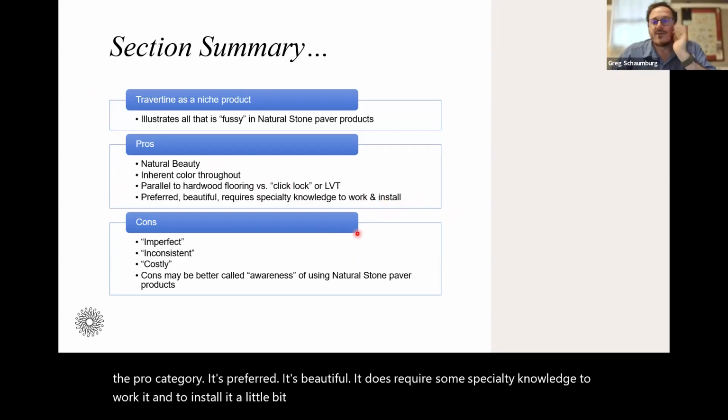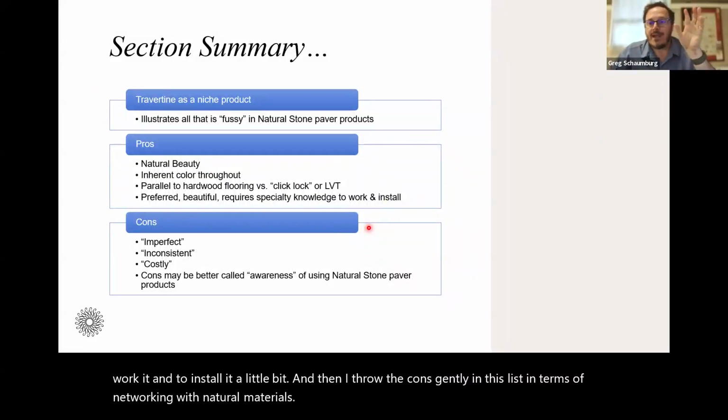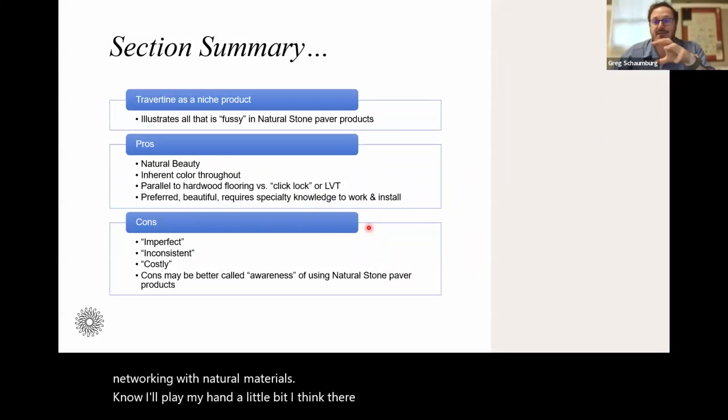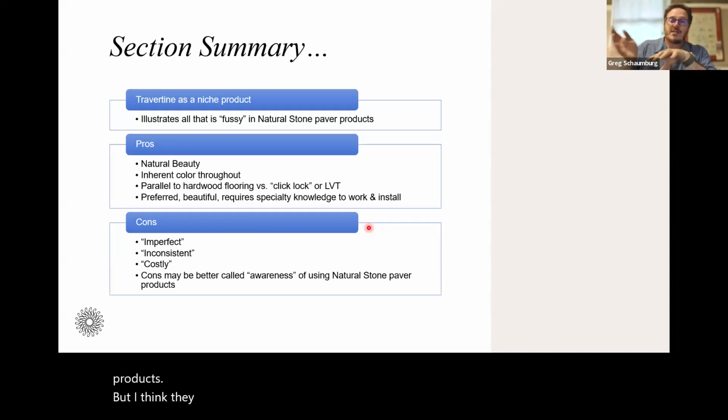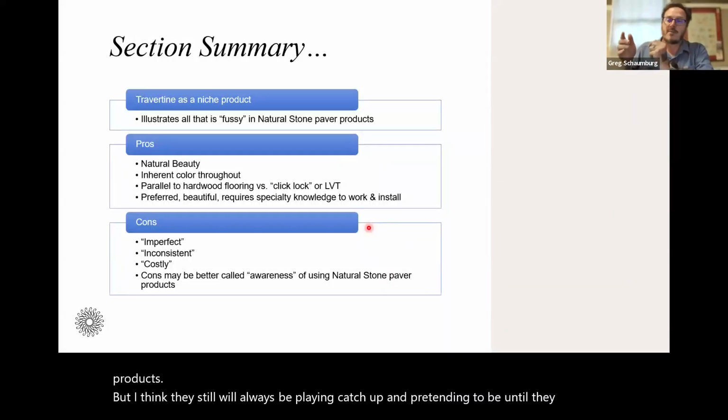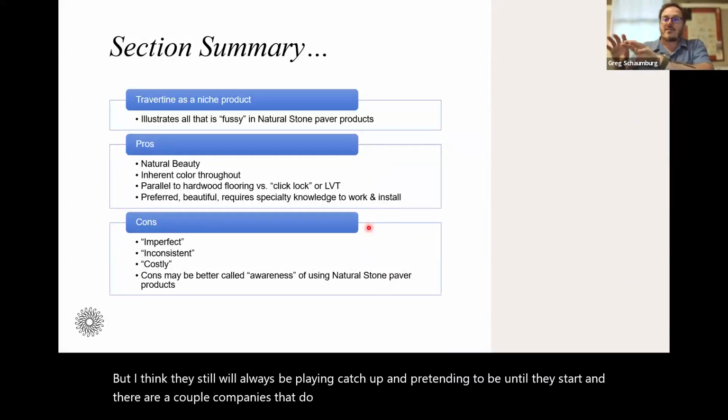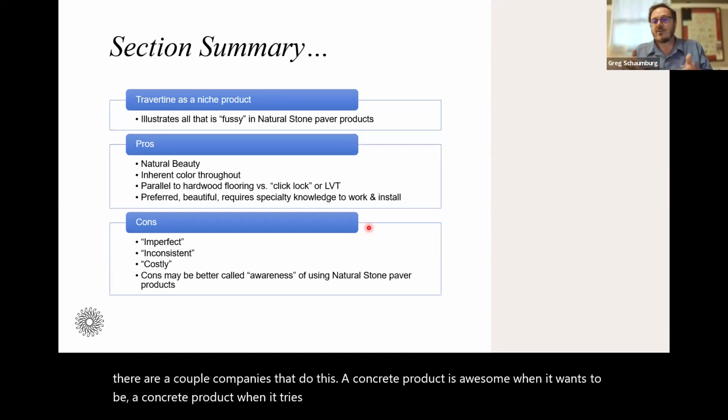And then I throw the cons gently in this list in terms of working with natural materials. I'll play my hand a little bit. I think there are some wonderful things with engineered products, but I think they will always be playing catch up and pretending to be until they start. And there are a couple companies that do this. A concrete product is awesome when it wants to be a concrete product. When it tries to imitate stone, it's always going to be a shadow of what it actually is.